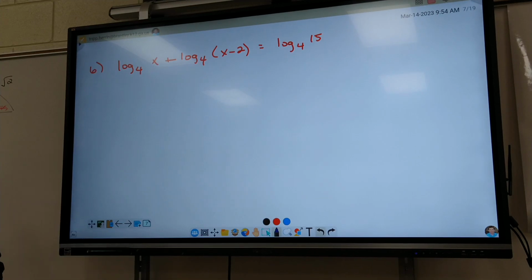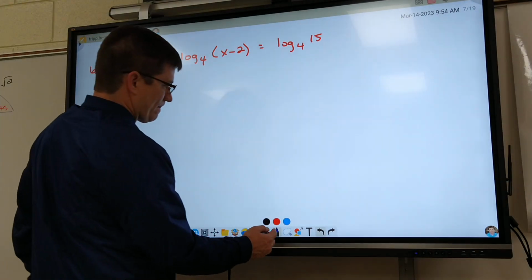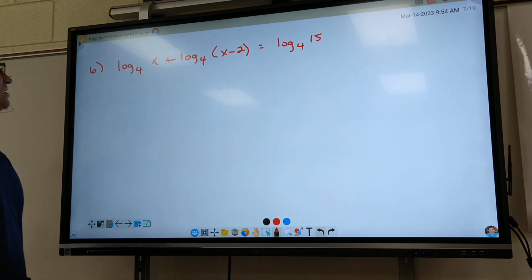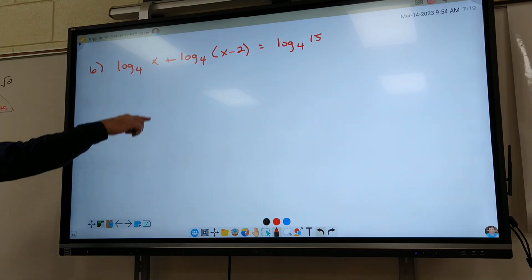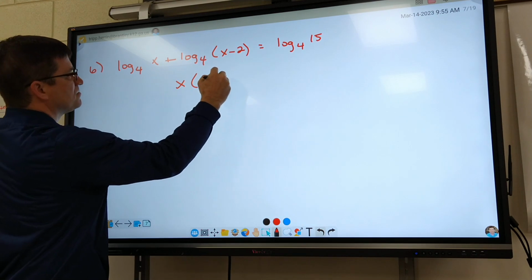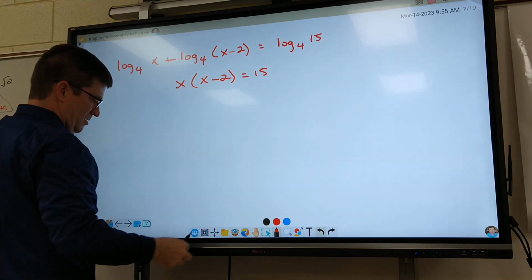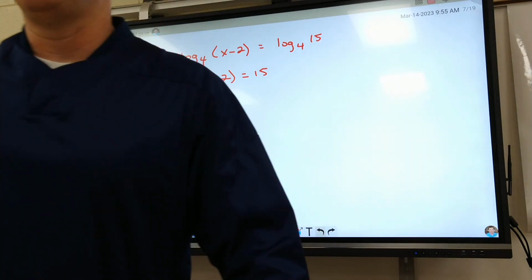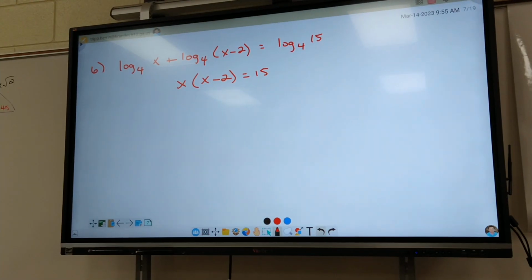All right, let's go to 6. Mark out all your logs. What do I do since I got a plus sign? I times them. x times x minus 2 equals 15. All right, y'all distribute and go from there. You may have to do the quadratic formula on this one.